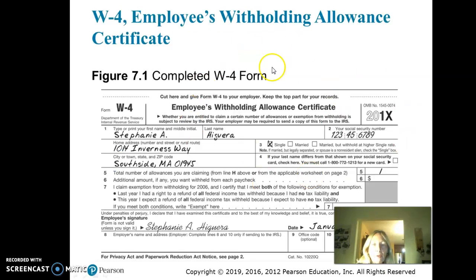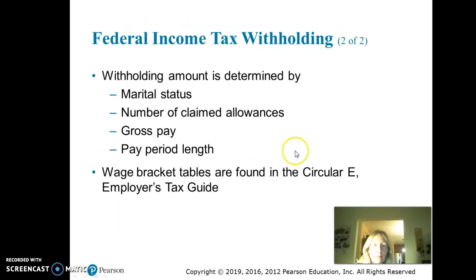So that's what a W-4 form looks like. I know you've seen this before. And so you would claim single, one dependent, or married, one dependent, or you can be married but withholding at a single rate if you want to have more taxes withheld from your paycheck. So those are your choices. And that determines how much tax is taken out of your paycheck. So when you're calculating payroll, that's one of the first deductions we have to calculate.